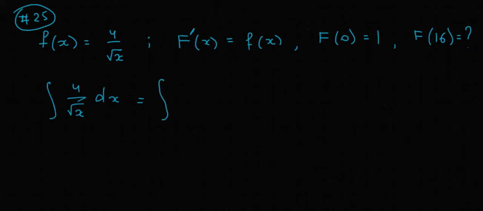To integrate this function, let's rewrite the term of our function, 1 over square root of x, as a power of x. Square root of x is x to the power 1/2. And considering that it is in the denominator, we can rewrite 4 divided by square root of x as 4 multiplied by x to the power negative 1/2.